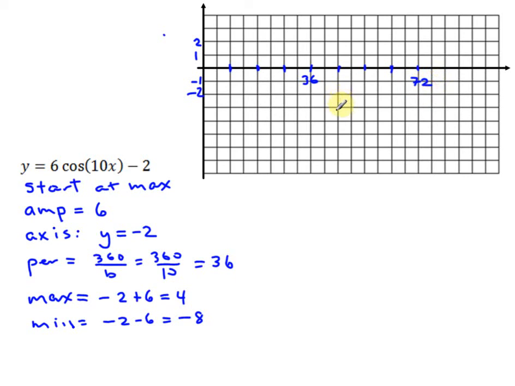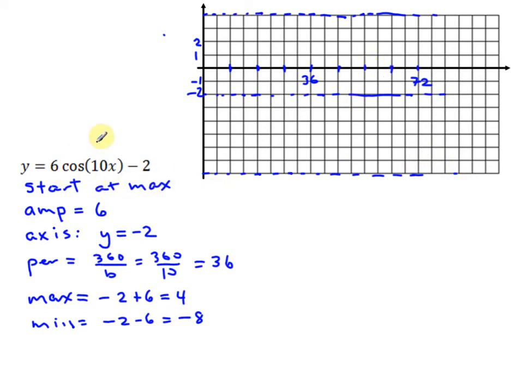In order to help me nicely draw my graph, I'm going to draw lines across my max, my min, and my axis. My max is at 4, so I'm just going to draw a dotted line to help me out here. My axis is at -2, so I'm going to draw a line across there. And then my minimum is at -8, so I'm going to put my line along there. Now I can start plotting my points.